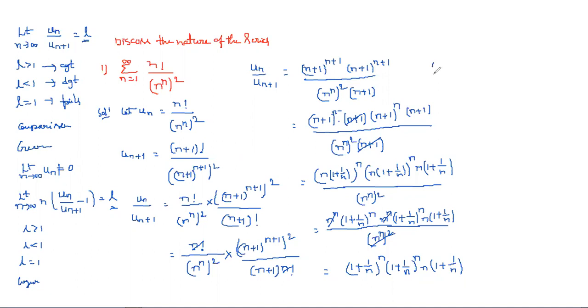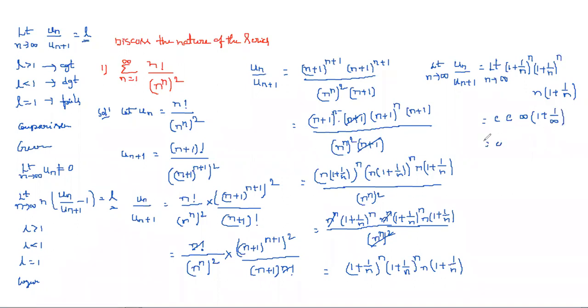So limit n tends to infinity of un by un plus 1. So this is equal to limit n tends to infinity of what we got, 1 plus 1 by n whole power n and 1 plus 1 by n whole power n, and next n into 1 plus 1 by n. If you substitute the limit, this is nothing but e and this is nothing but e, the formula, and n is nothing but infinity and 1 plus 1 by infinity. So simply what we get is overall infinity.